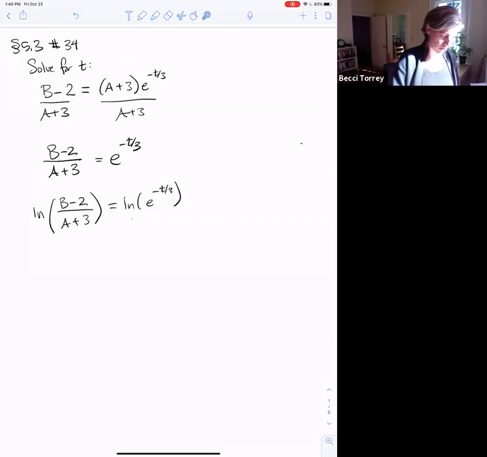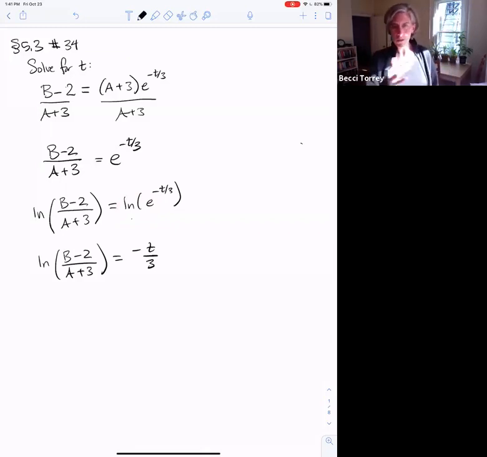And of course, the natural log and the e undo each other. That's why we did this. So over here on the left, we still have natural log of b minus 2 divided by a plus 3. And then this is just equal to minus t over 3. And so finally, to get t by itself, we just multiply both sides by minus 3.